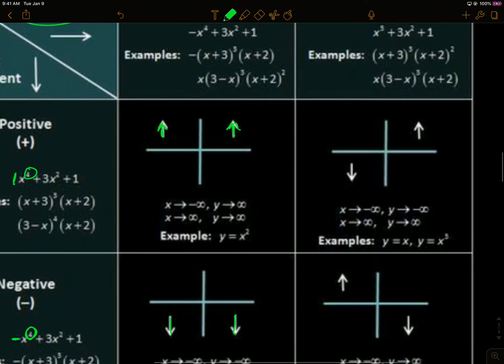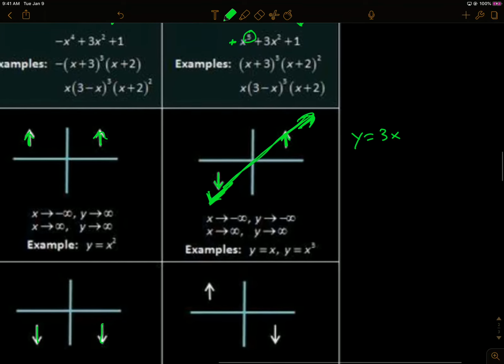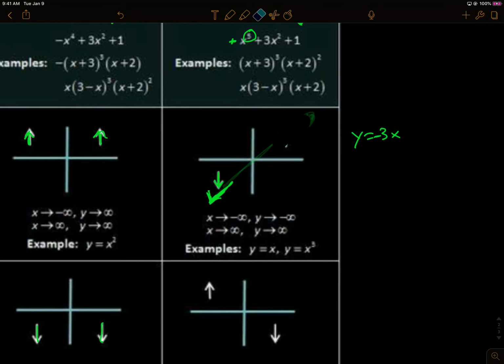For the odd ones, you notice that if it's odd with a positive coefficient, it's going to be down on the left and up on the right. I just think the easiest one is when you draw a line, a degree 1, it's got positive slope like y equals 3x. It goes down on the left and up on the right because it has positive slope. If it had negative slope, a line with a negative slope would go this way, and it would be up on the left and down on the right. So that's how I remember it.